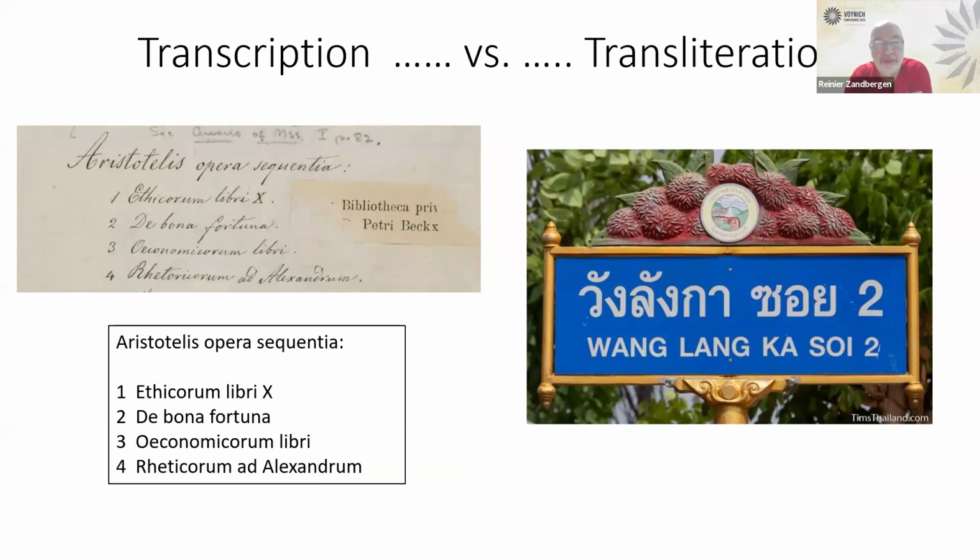And when it comes to the word transliteration, there's a difference between transcription and transliteration. On the left, we see that transcription is the electronic representation of a handwriting by simply recording the written characters. So we see on the left some handwriting, Aristotelis opera sequentia, and this can be converted to an electronic form. On the right-hand side, we see that transliteration involves actually changing the symbols, so converting symbols from one writing system to another. And this is actually an example of Thai writing converted to the Latin alphabet.